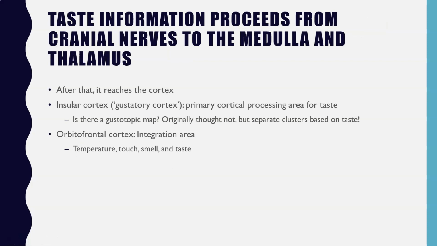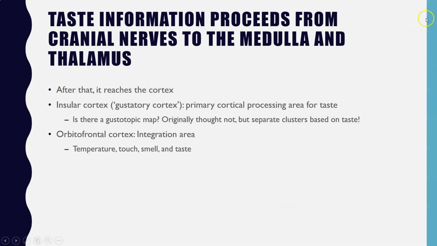Or for something that's a little bit more complex, like sweetness or bitterness, we perceive them via G protein coupled receptors. So after taste information goes to the taste buds, all of the gustatory cells basically form a gustatory nerve, and that information will proceed from those different cranial nerves that we mentioned before making contact with the medulla and the thalamus. And then after that, it's going to reach the cortex.